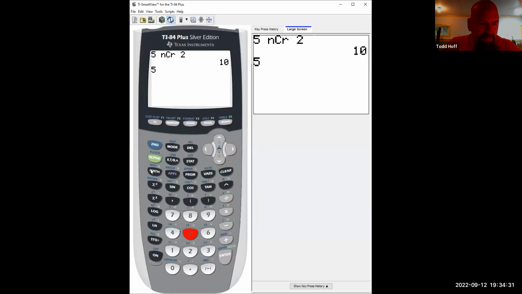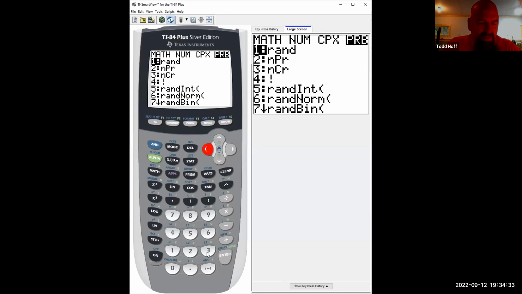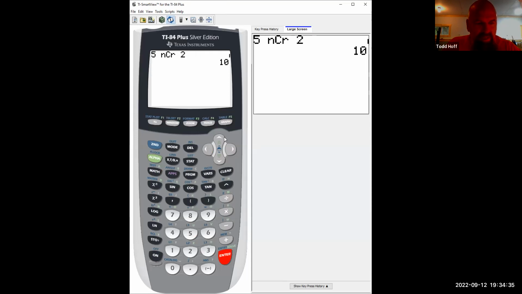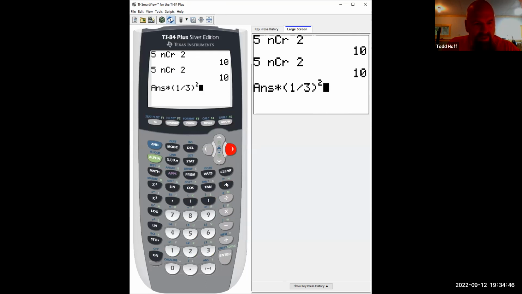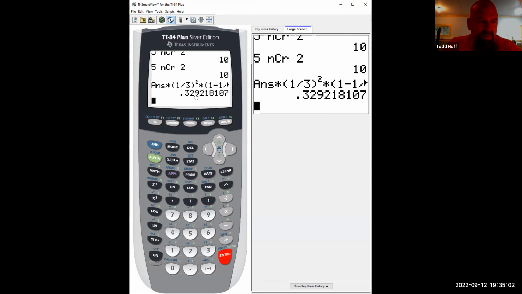So the 5, math, probability, combination 2. Hit enter just so we're not confusing things in the calculator. So we got 10 times our 1/3. So 1 divided by 3, close the parentheses, to the power of 2, arrow out, times, my parentheses, 1 minus 1/3 to the power of 5 minus 2. And we get 0.3292.